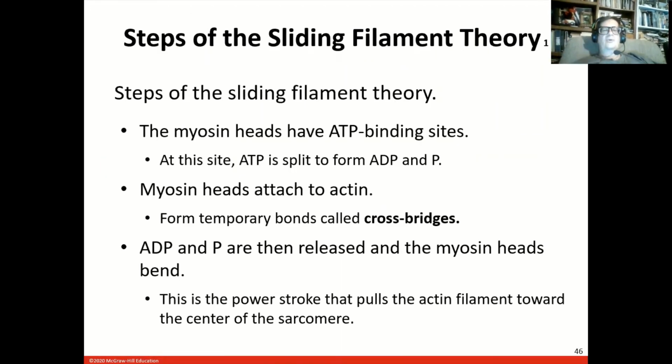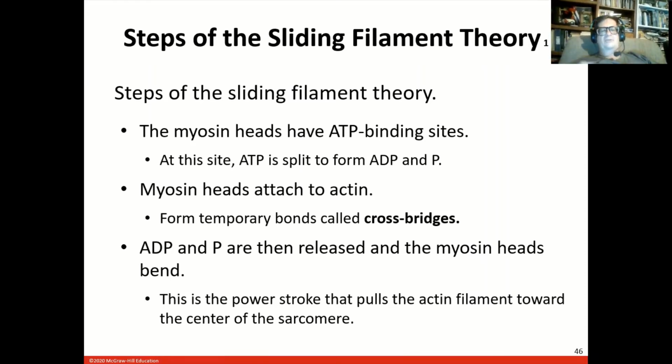All right, so the sliding myofilament theory, this is how we think this works. The myosin heads have ATP binding sites. ATP binds there and it's broken into ADP and phosphate. That's pretty straightforward. That's how we get energy, is releasing a phosphate that doesn't want to be there. The myosin heads are going to grab to the actin at those binding sites. They form cross bridges, just links between the myosin heads and the actin fiber they're going to pull on.